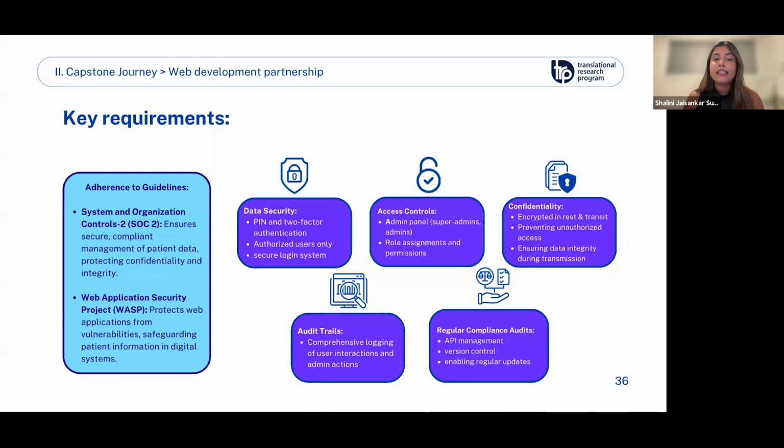For example, data security measures include PIN login or multi-factor authentication systems. Access controls are managed through an admin panel with roles assigned to super admins and admins. Confidentiality is ensured through data encryption, and audit trails provide comprehensive logging of user interaction and admin actions. Regular compliance audits are enabled through version control, API management, and regular updates.